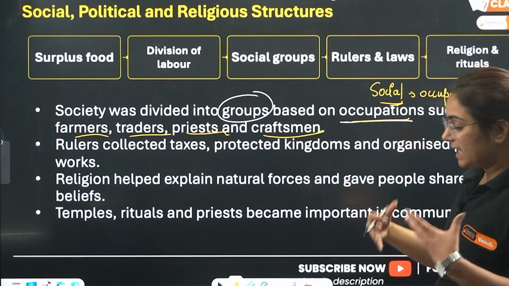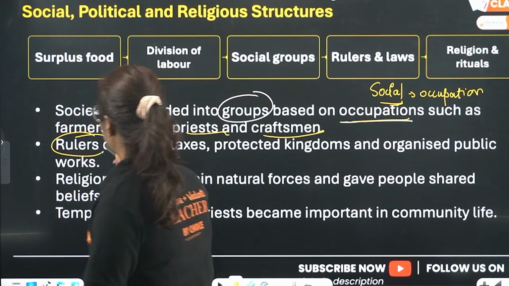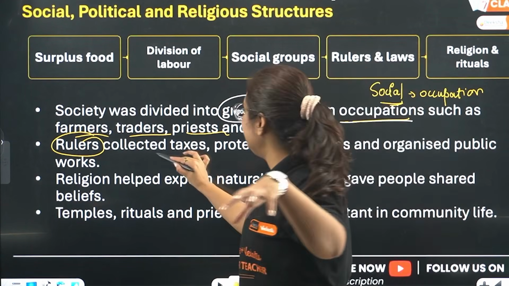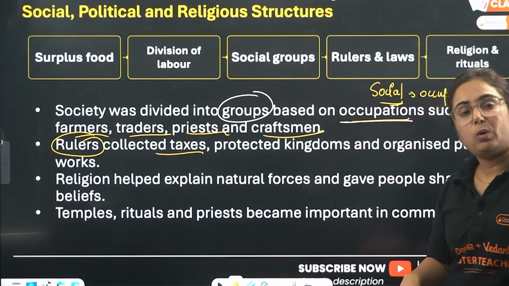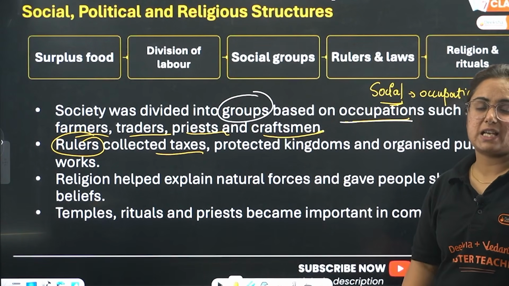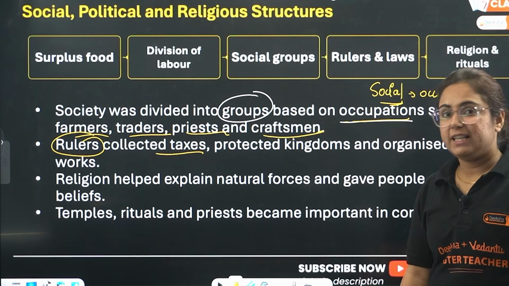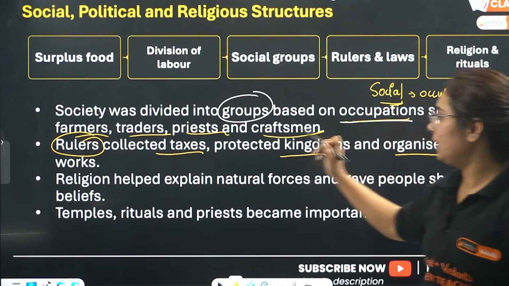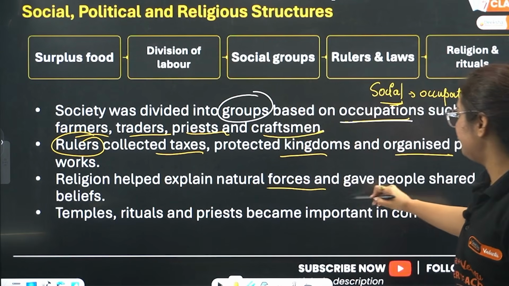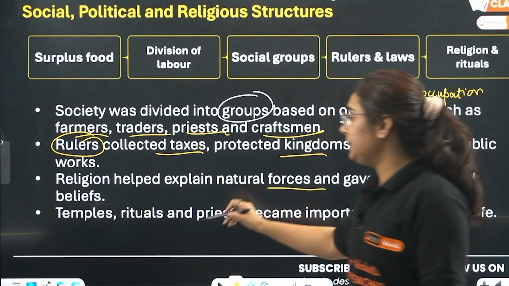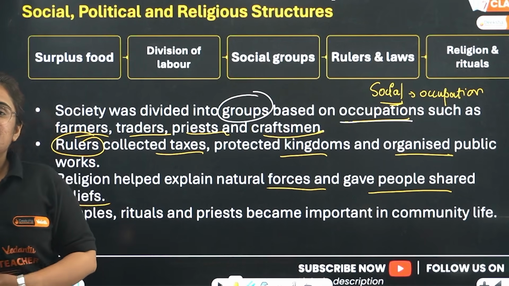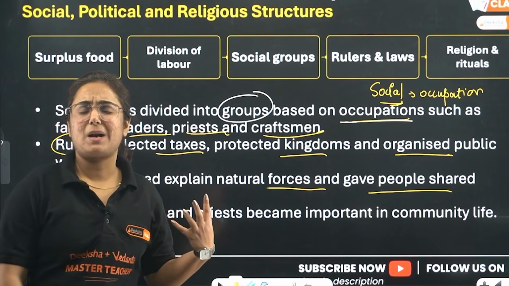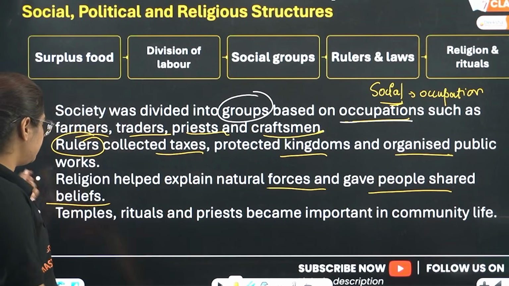Okay, to take care of them, gradually rulers came into the picture who, to maintain the urban place, needed tax. Eventually, in the starting, these taxes were voluntarily given to kings. Later it became compulsory. So they protected kingdoms and organized public works. Religion helped explain the natural forces and gave people shared beliefs. See, in our religion, everything is about protecting animals and plants, somewhere. All the religious practices are linked to it. So this was the religion.